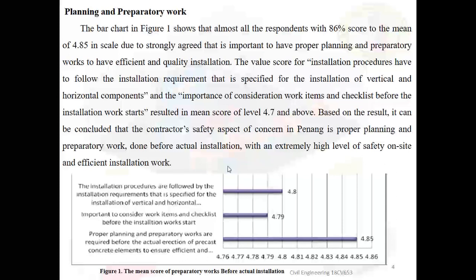So you can see this in the bar chart. Importance of considering work items and checklist before the installation work starts. Proper planning and preparatory works are required before actual erection of precast concrete elements to ensure efficient installation work.